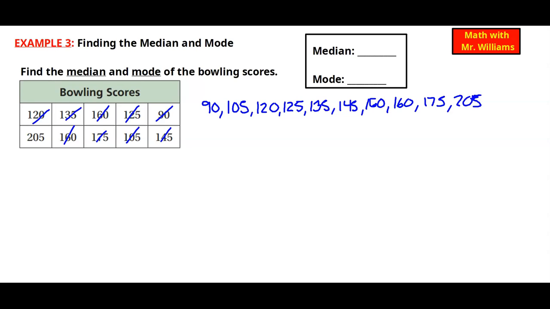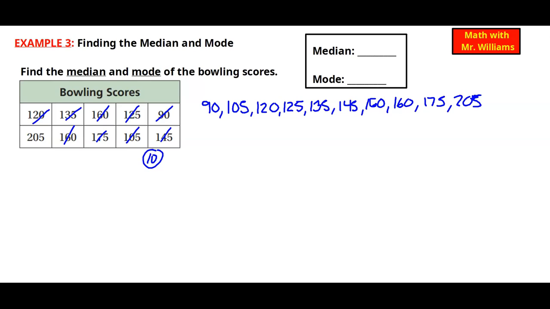All right, so to find the median, we put our numbers in order from least to greatest. Now we're going to find the one in the middle. So the problem is that there are an even number of values. There are 10 of them. So we need to cross them out and find the ones in the middle. Because when there are an even number of values, you find the 2 in the middle and you find the mean of those.